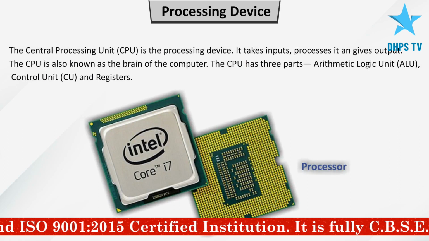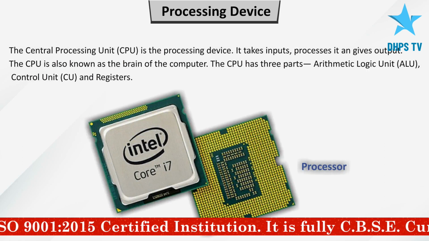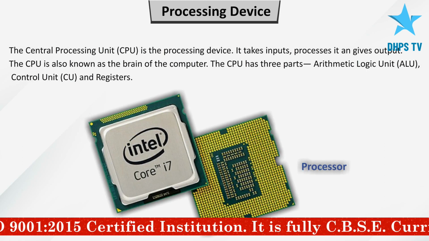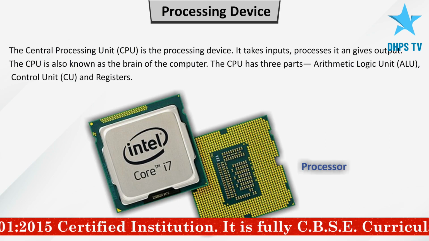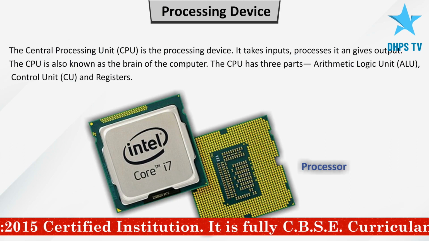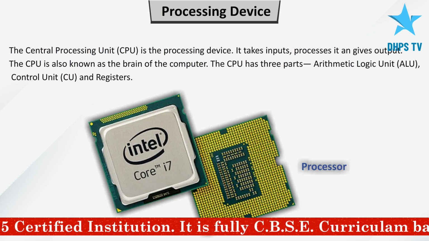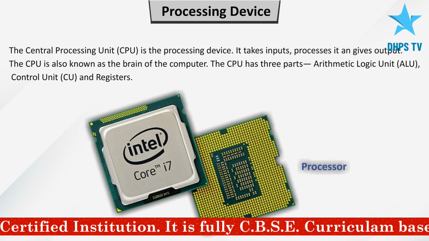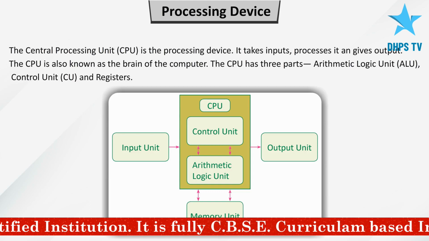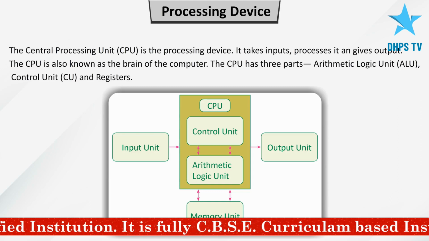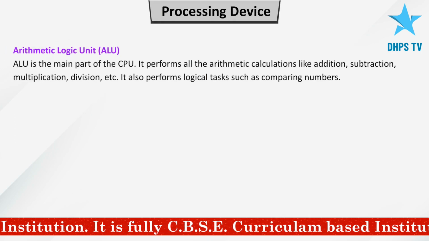Processing device. The Central Processing Unit, CPU, is the processing device. It takes inputs, processes it and gives output. The CPU is also known as the brain of the computer. The CPU has three parts: Arithmetic Logic Unit, ALU, Control Unit, CU, and Registers. CPU, Control Unit, Input Unit, Output Unit, Arithmetic Logic Unit, Memory Unit.